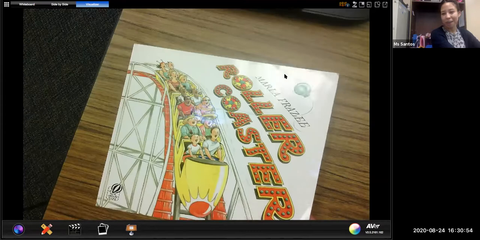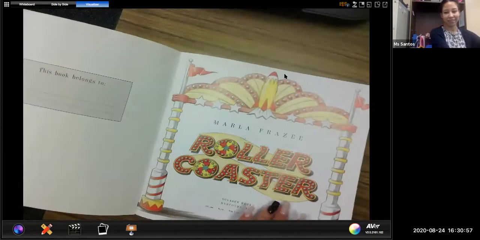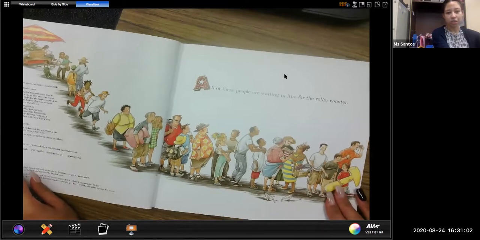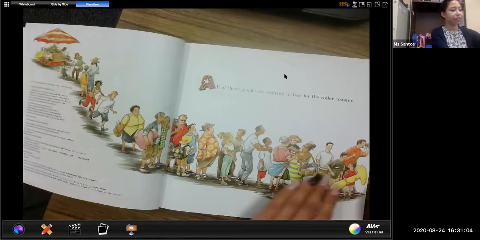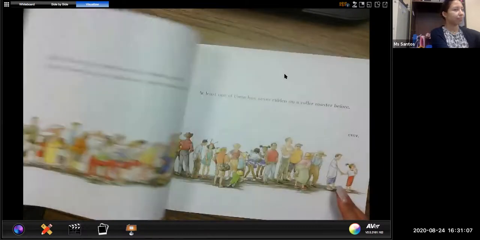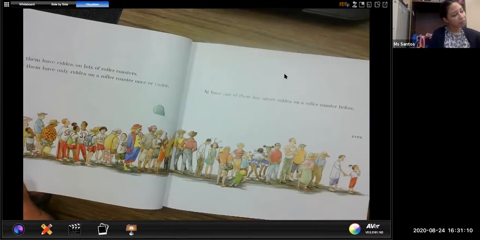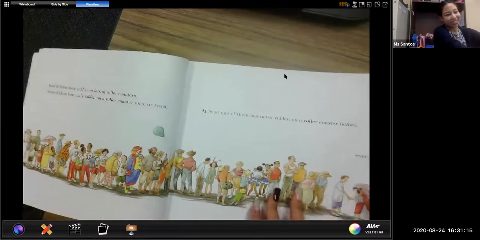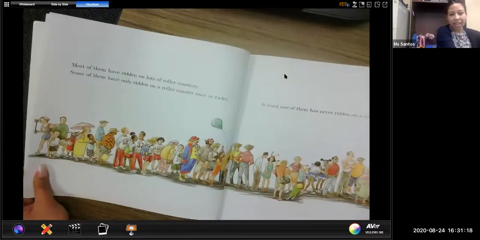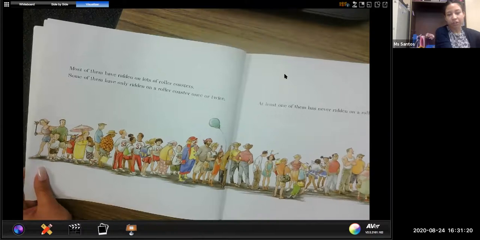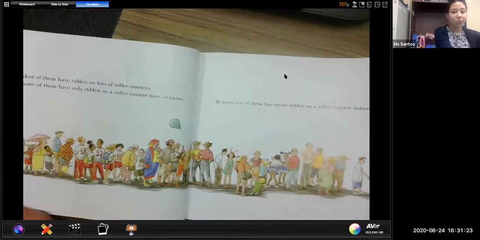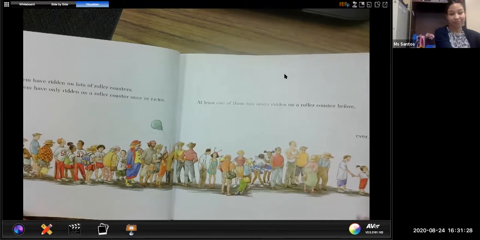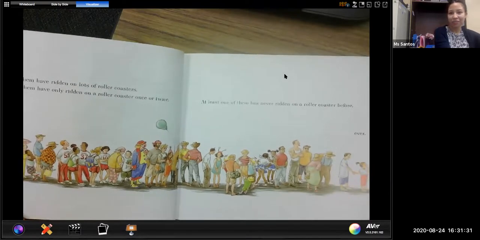Okay, so Roller Coaster by Marla Frazee. All of these people are waiting in line for the roller coaster. Most of them have ridden on lots of roller coasters. Let me move this so we can see. Some of them have only ridden on a roller coaster once or twice. At least one of them has never ridden on a roller coaster before, ever. Have you ever ridden a roller coaster before?